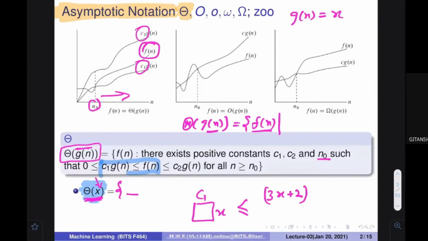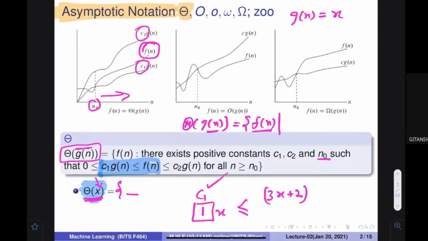Let's focus on this. Can I find any C1 such that it is always less than 3x plus 2? Can you give me a value? Let's assume that the constants are positive. So for example, let me take C1 equal to 1. So 1 multiplied by x is always less than 3x plus 2. So yes, I can find the C1.